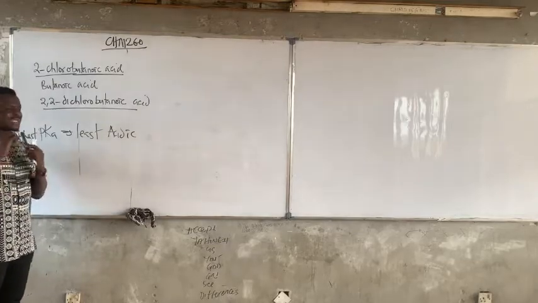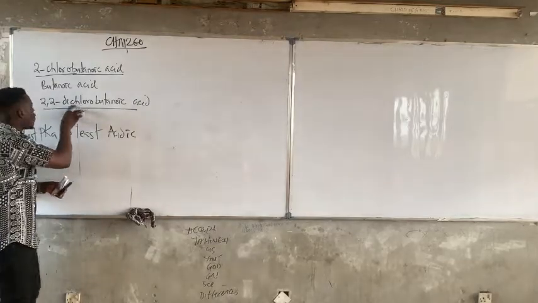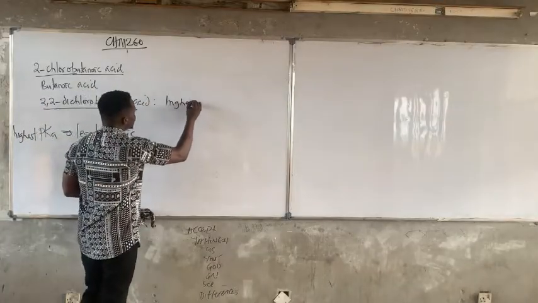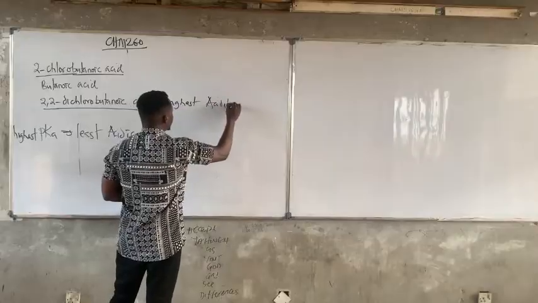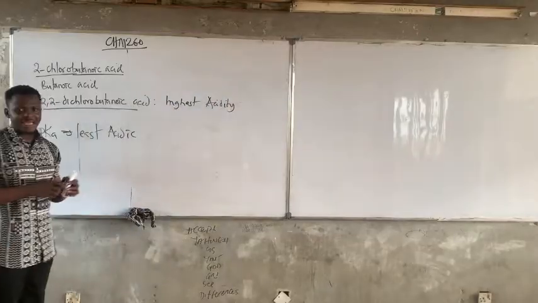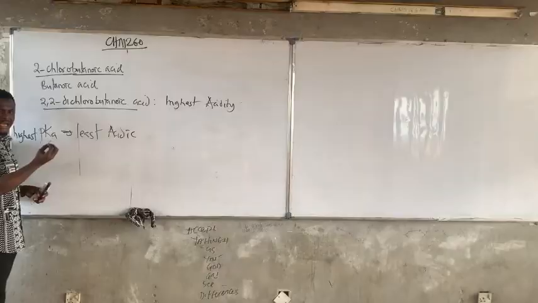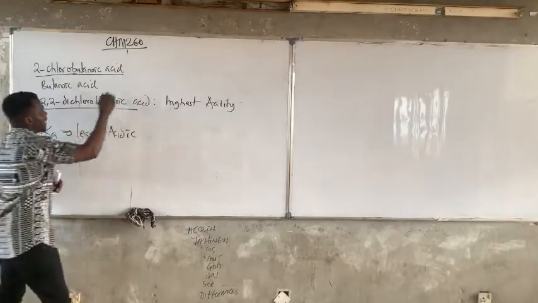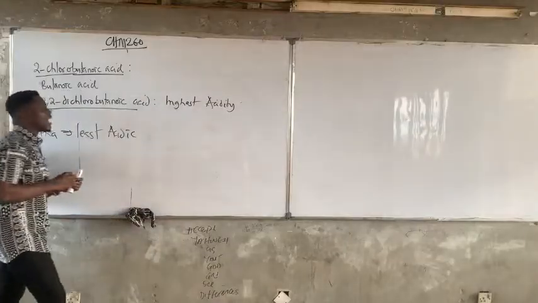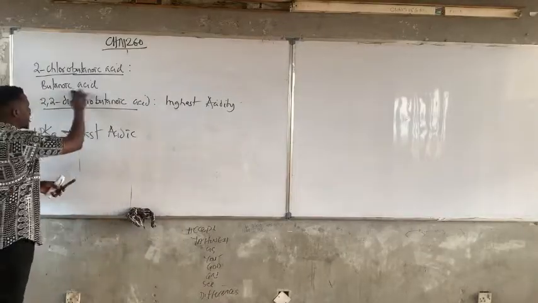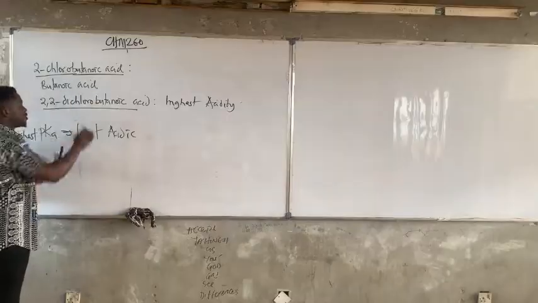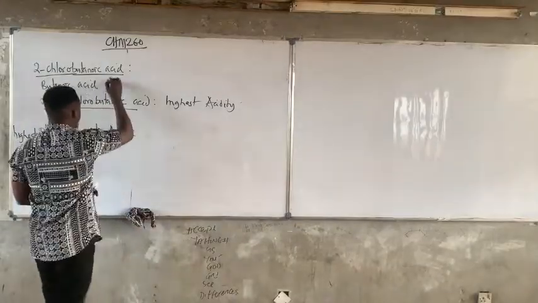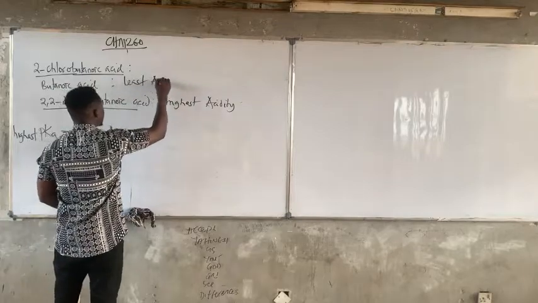So when it comes to acidity, the one that has two minus I groups on carbon 2 will have the highest acidity. Why is this one higher? Because it has two negative inductive effect substituents, the chloro groups. Followed by this one. The one with the least acidity is butanoic acid, because there's no minus I substituent on it. So this will be the least acidic.